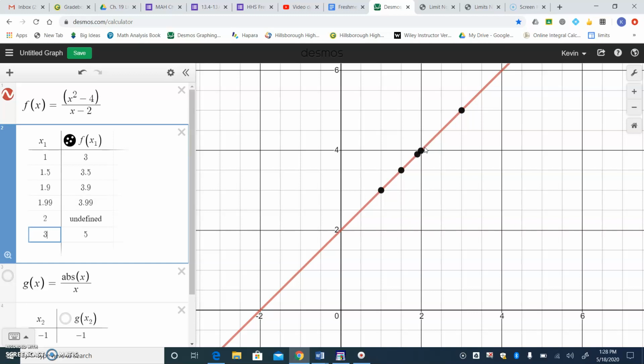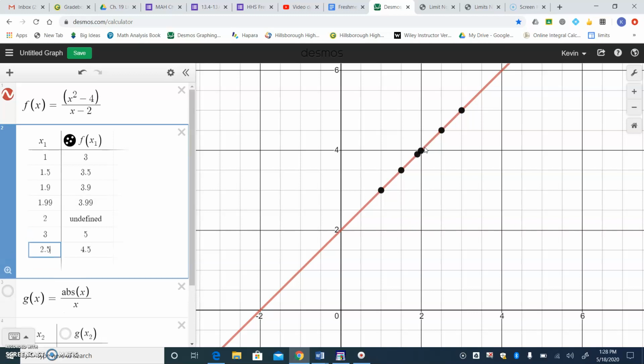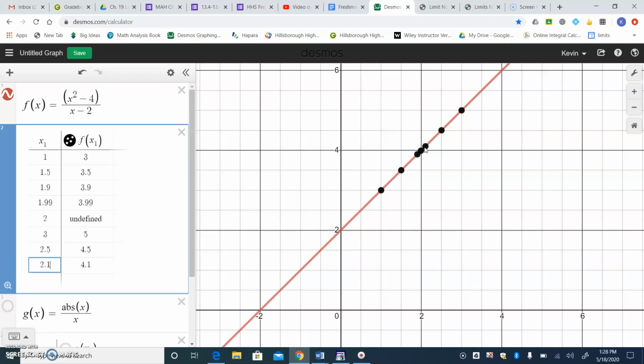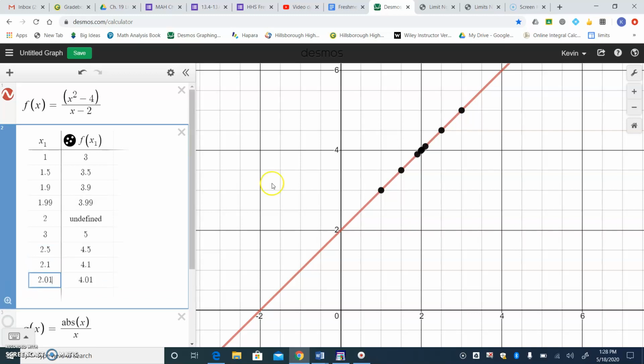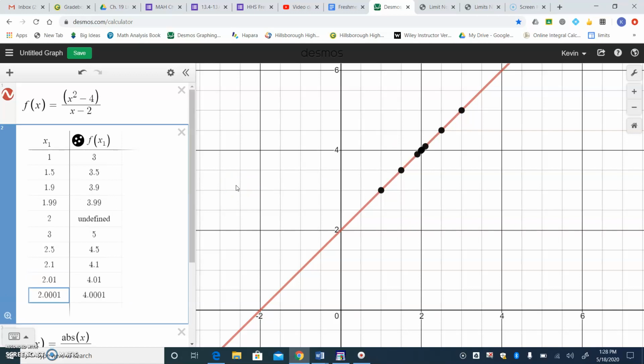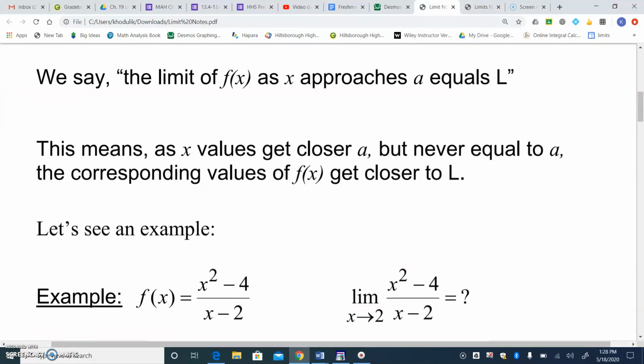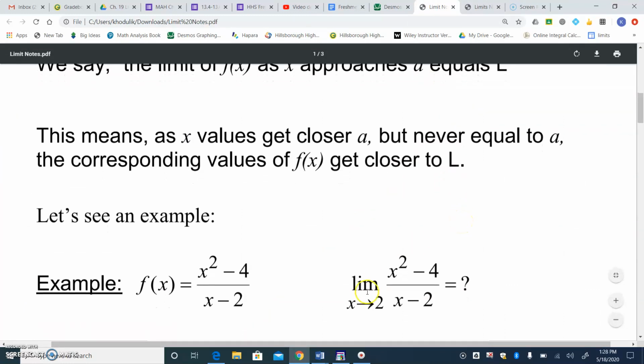So 3 is to the right. Okay, well, 2.5 is to the right. 2.1 is to the right. 2.01. And you can kind of see that both directions, as I get closer and closer to x equals 2, f of x is getting closer and closer to a value of 4. And that's exactly what we would say the limit is. So the limit, I'm going to go back to my worksheet, make sure I have the right one. The limit as x approaches 2 of x squared minus 4 over x minus 2 is 4.